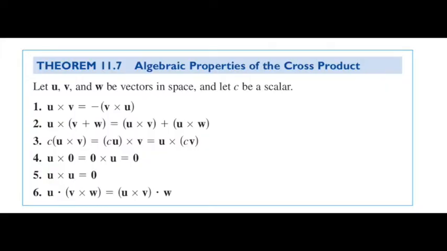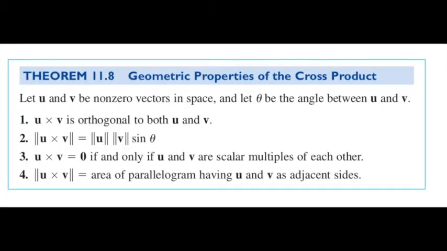In Theorem 11.7, the algebraic properties of the cross product are very important and necessary for us to remember. Theorem 11.8, geometric properties of the cross product: let u and v be non-zero vectors in space, and let theta be the angle between u and v. Those 4 rules are necessary for us to remember, and I will go over the proof for property 2.